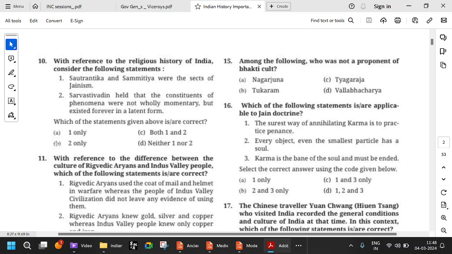So 10B is the option. Okay, only the second one is correct. So let us continue in the next class.